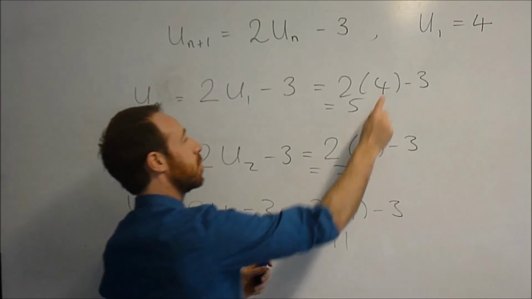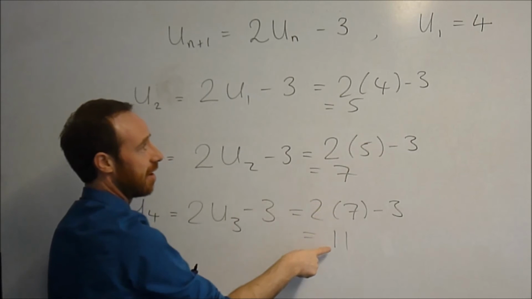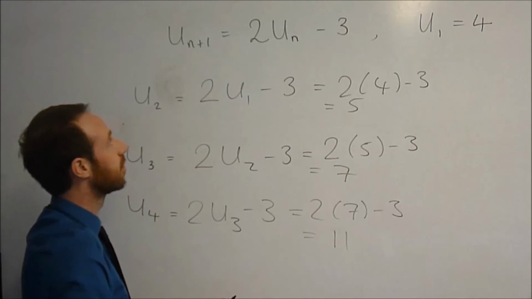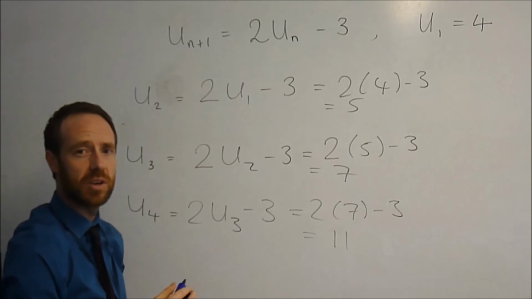Now we can see that this has built a sequence that isn't arithmetic. It doesn't go up the same amount each time, which is what recurrence relationships are useful for.